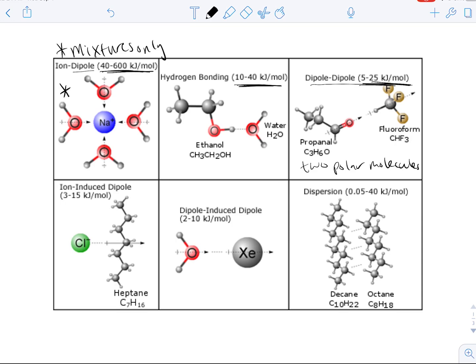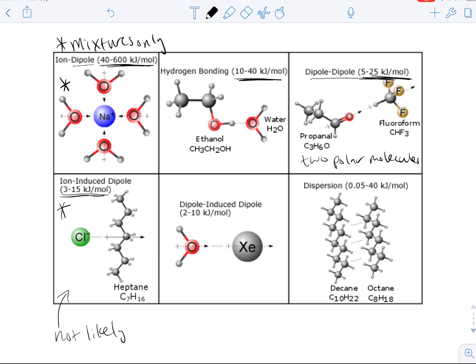Our next intermolecular force, and this is another one that is just in mixtures, is our ion-induced dipole. If we were to take something like chlorine and place it into something like heptane, or sodium chloride and put it in heptane, this is not likely. The reason is that we have to break ion-ion intermolecular forces, and that is a very, very strong force, and all we get back is a very, very small interaction. So this is very unlikely to occur.